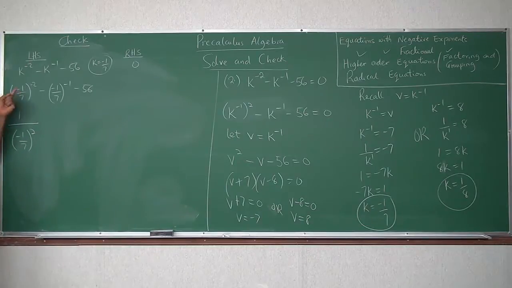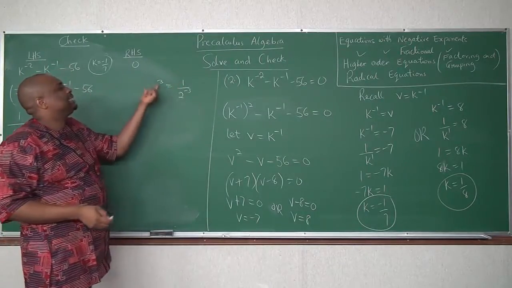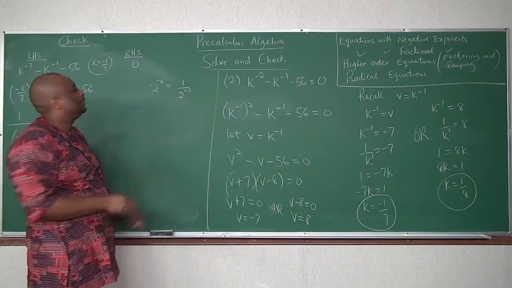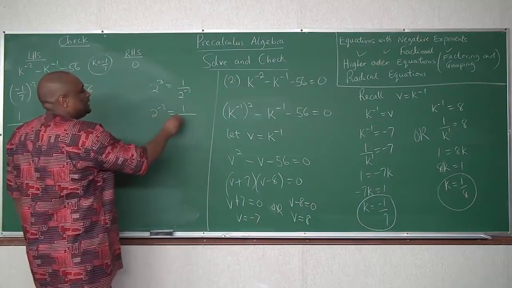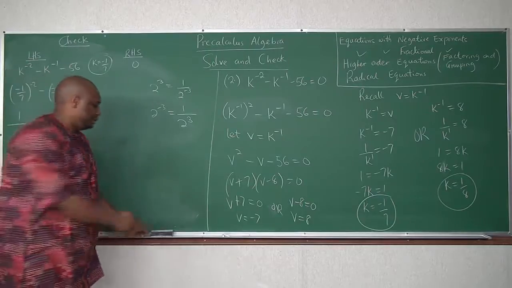A base with a negative exponent is the reciprocal of the same base with the corresponding positive exponent. Reciprocal means 1 over. And vice versa. A base with a positive exponent, if you have 2 cubed, it means 1 over 2 raised to power negative 3. A base with a positive exponent is the reciprocal of the same base with the corresponding negative exponent. With a negative exponent, the base is 2, the exponent is negative, it is the reciprocal of the same base but with the corresponding positive exponent. We taught this in the videos on exponents.